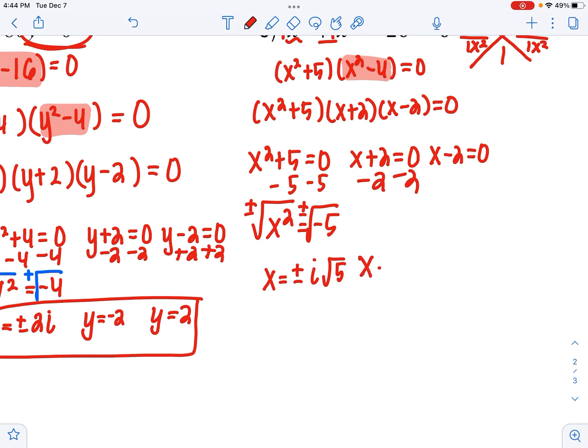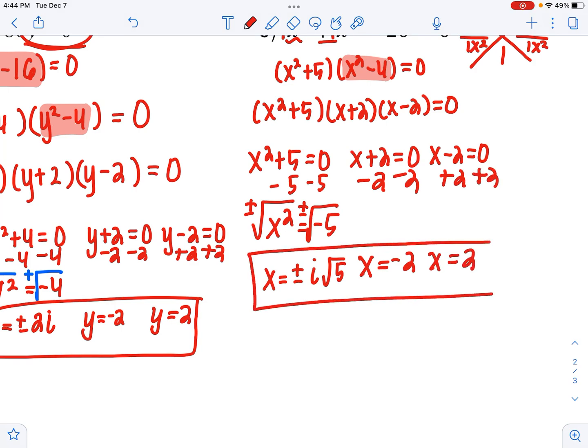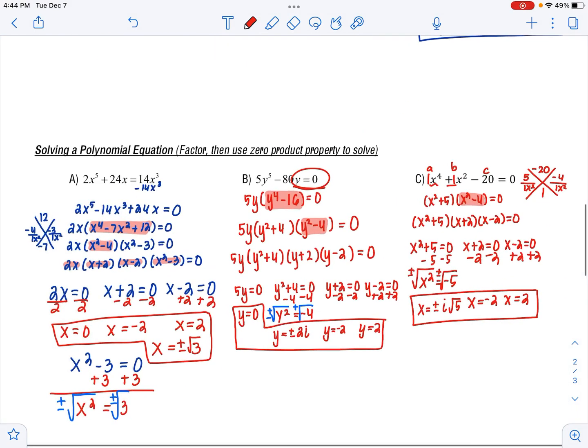Here, subtract 2 from both sides, and I get x equals negative 2. Here, add 2 to both sides, and I get x equals positive 2. And there are my solutions.